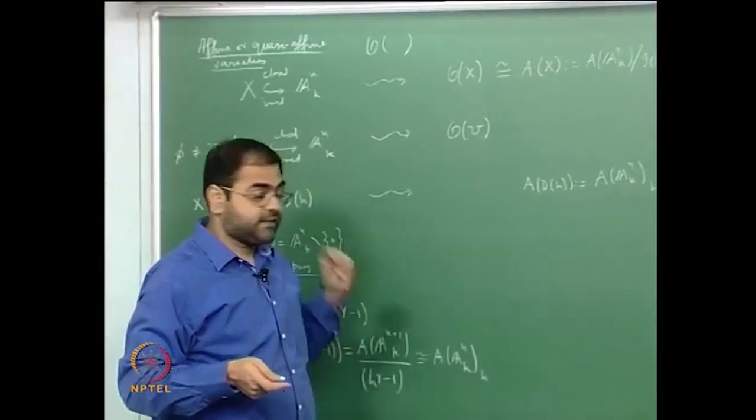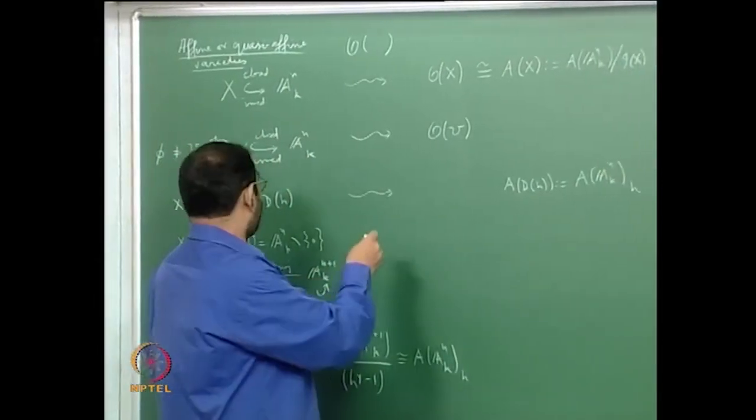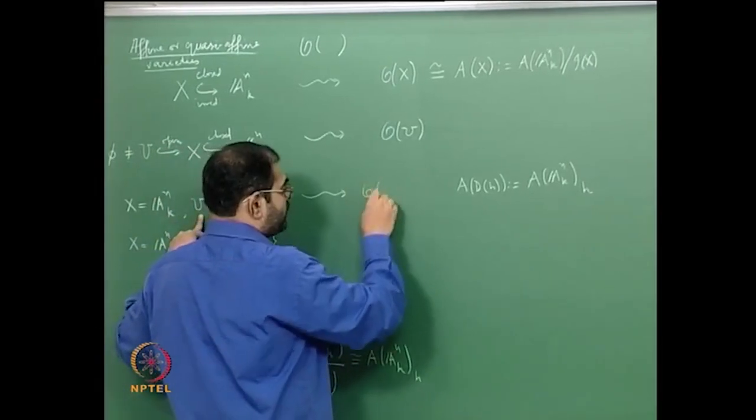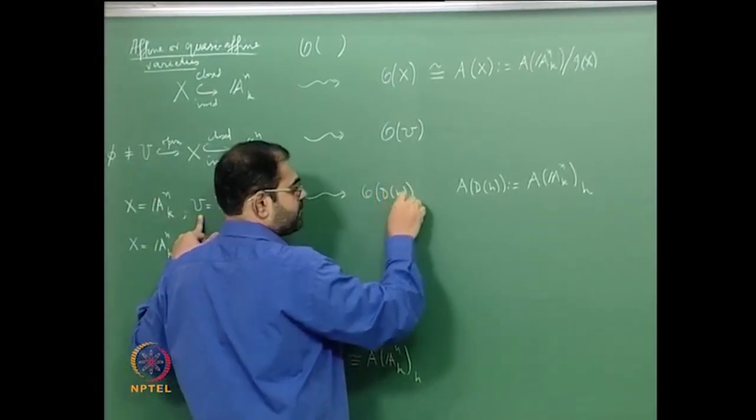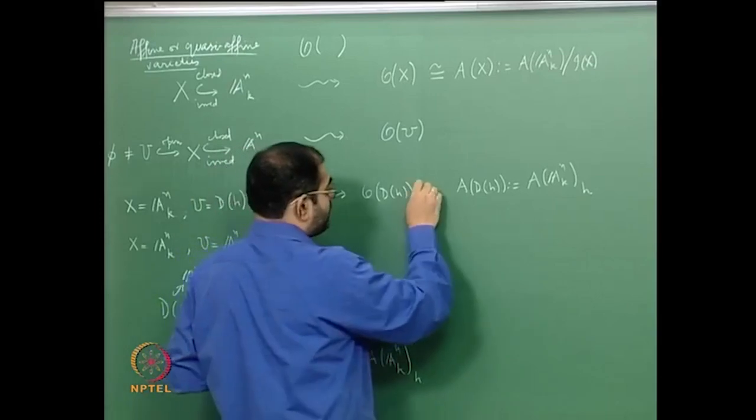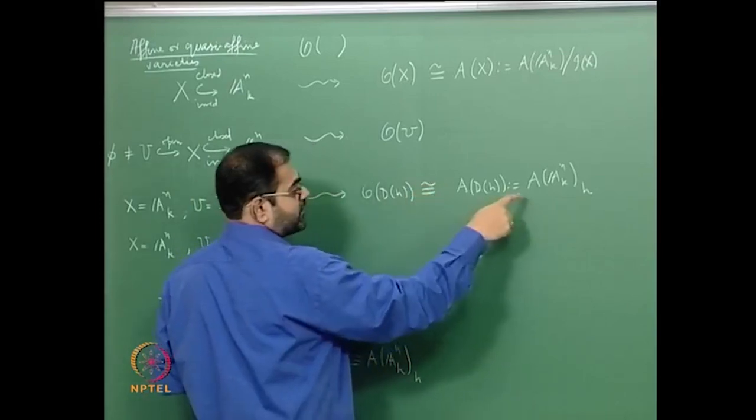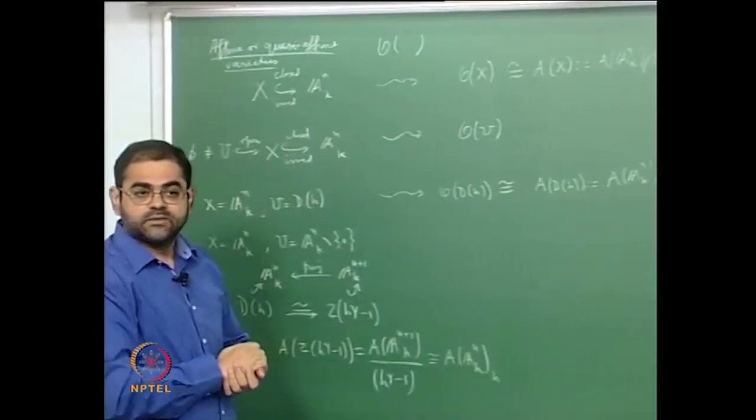But then here is yet another definition. For D(H), I can define O of D(H). And then it's a fact that O of D(H) turns out to be isomorphic to this.